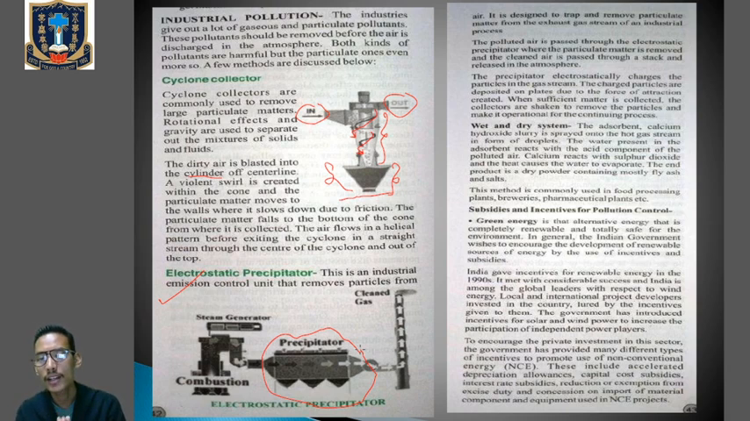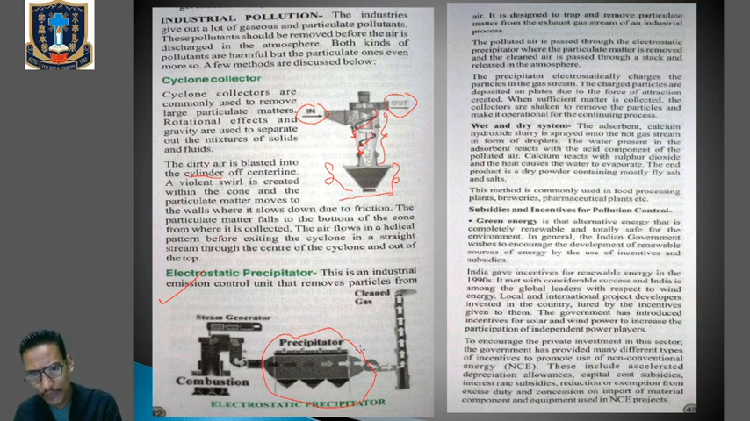The adsorbent calcium hydroxide slurry is sprayed into the hot gas stream in the form of droplets. Look at the wet and dry systems. The water present in the adsorbent reacts with the acid component of the polluted air. Calcium reacts with sulfur dioxide, and the heat causes the water to evaporate. The end product is a dry powder containing mostly fly ash and salt. So this method is commonly used in food processing plants, breweries, pharmaceutical plants, etc.